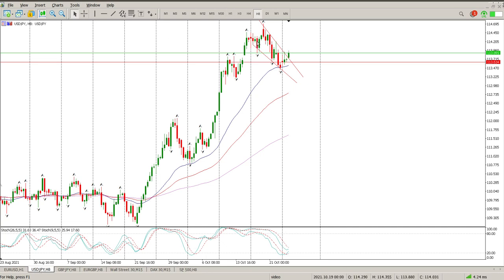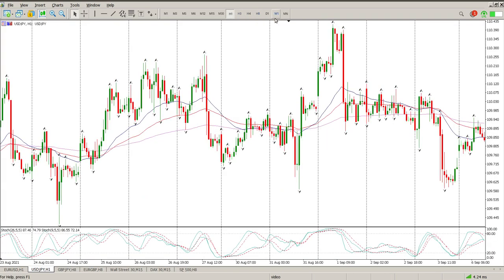Moving on to US dollar Japanese yen. Highlighted this wedge yesterday. It looks like we are getting a break of the wedge. There is a level we need to capture, and that's this one right here. So we need to get support on 113.817.